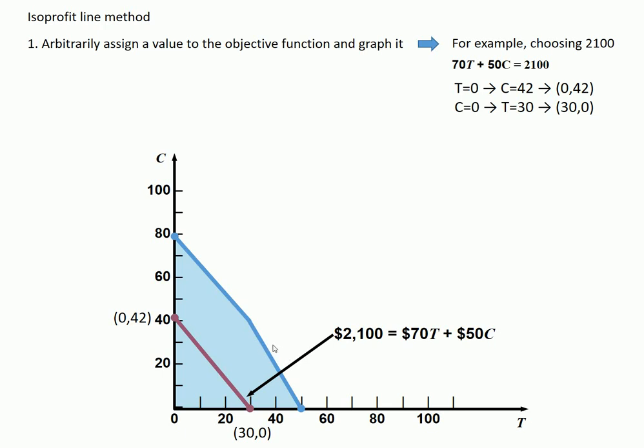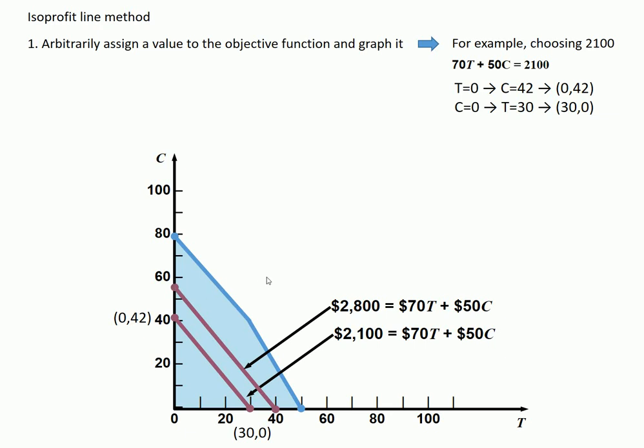Okay, well, is 2100 the best we can get? Apparently not. Let's try another number. Let's increase this number a little bit, say 2800, and I graph this line here. Apparently 2800 is a better objective than 2100, and it still intersects with the feasible region. So we can improve our objective from 2100 to 2800.